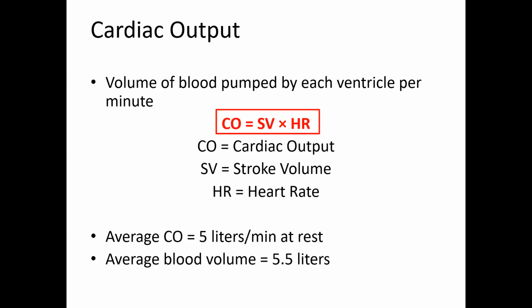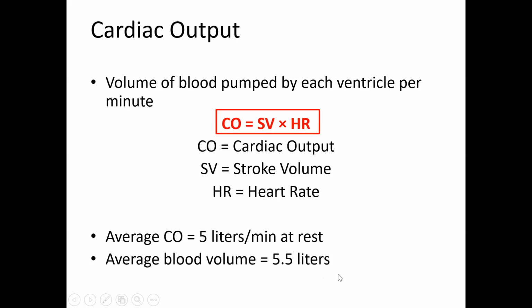For an average cardiac output in a healthy male or female adult, it's about 5 liters per minute at rest. This can vary quite a bit depending on pathology, depending on disease state, depending on if you're exercising, this may be a little bit more, and other things like that. But average about 5 liters per minute.